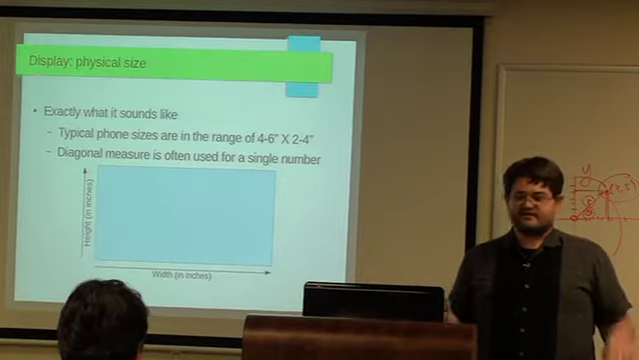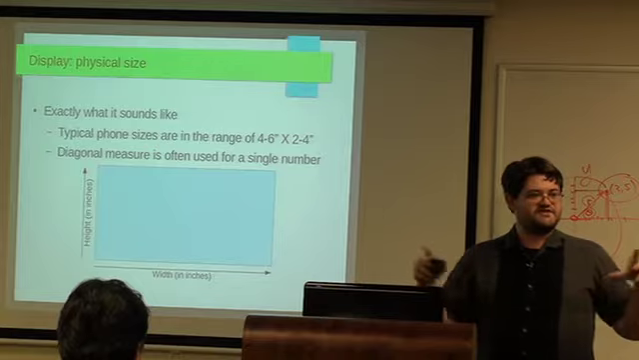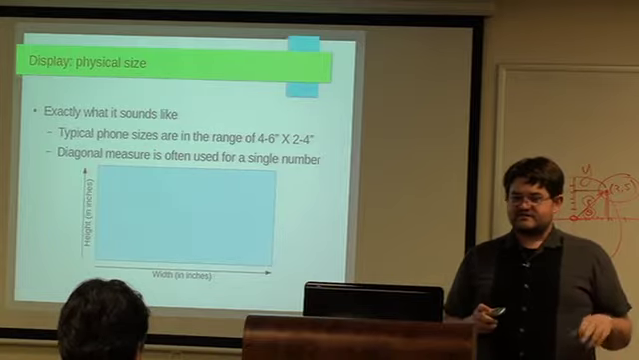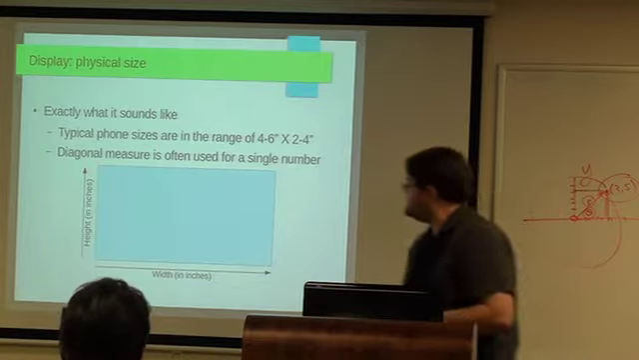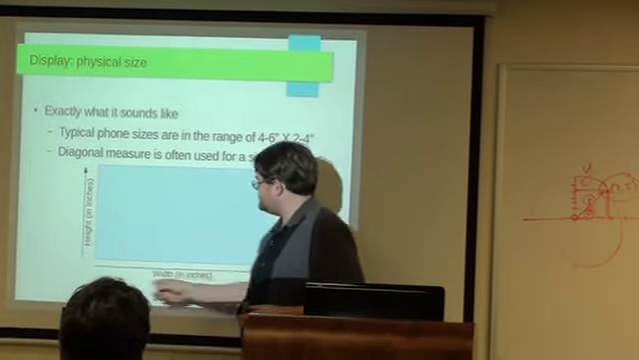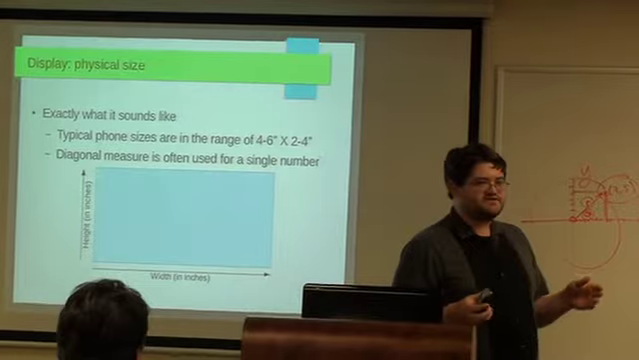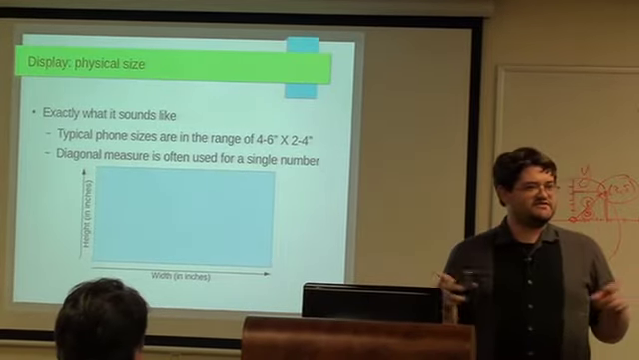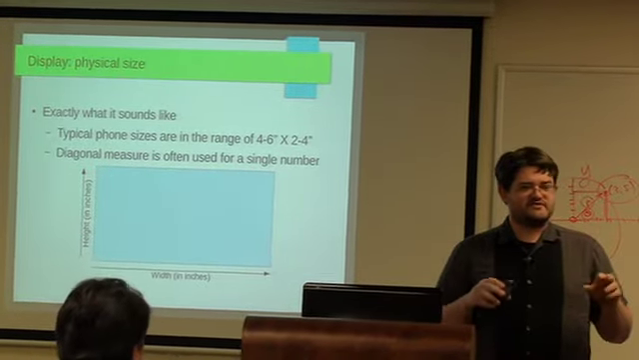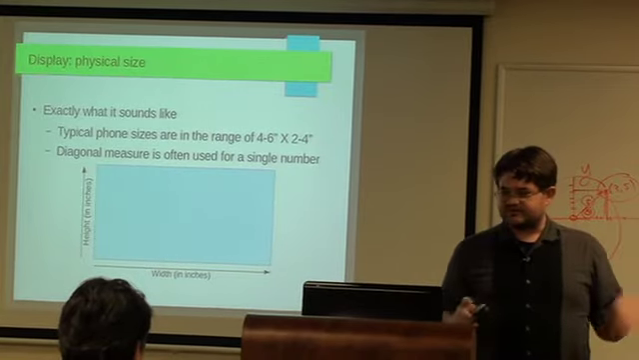Tablets are obviously bigger than that. They go for about the 7 to 10 inch models. Oftentimes you'll get a diagonal measurement. Instead of having height times width, you'll just get a diagonal measurement, and it's usually approximate. So 7-inch tablets aren't necessarily 7 inches on either side. They're usually about 6 by 4-ish or something like that.